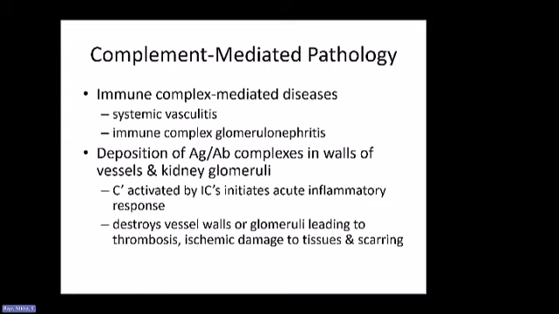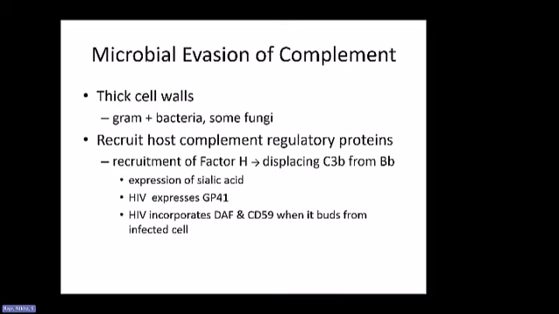Not much to add. That can lead to vasculitis and immune complex glomerulonephritis. Glomerulonephritis is caused by destruction of glomerular vessel walls, leading to thrombosis, ischemia of the tissues and scarring.